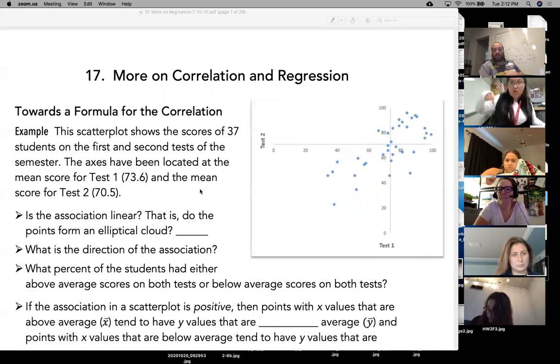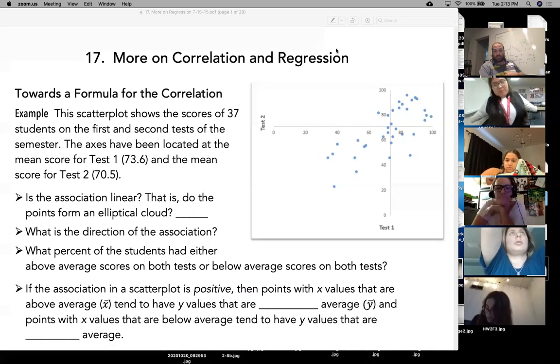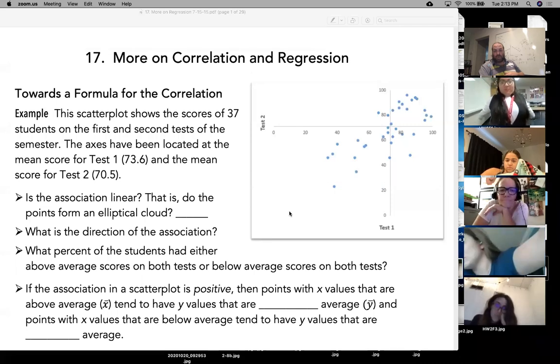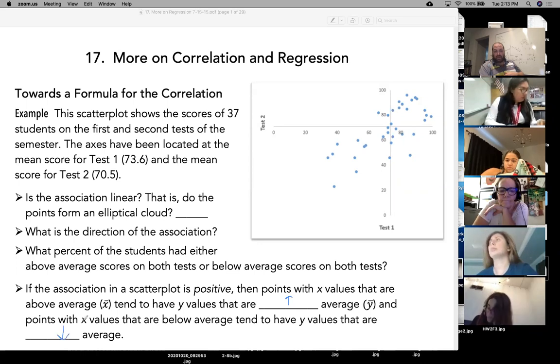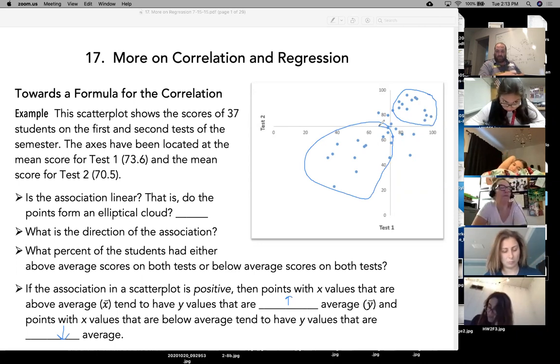Anyone? Above average? Try again. Say the question again. Below average. If the association is positive, then we expect above average X values to have above average Y values and below average X values to have below average Y values, right? Either they're both above or they're both below. That's what we expect. That's the majority of them by far.